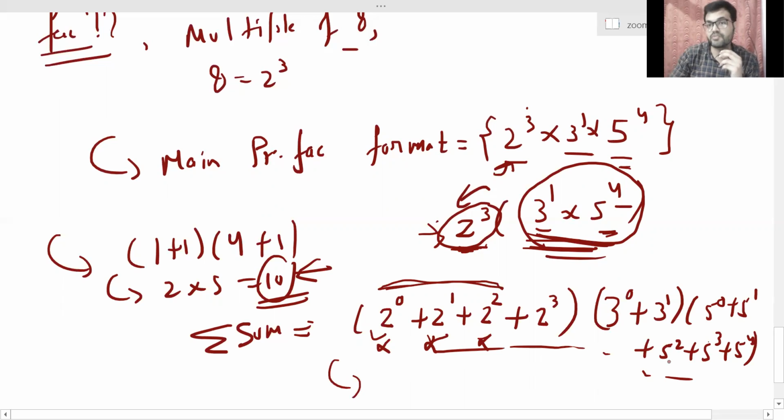So this is the basic approach, guys. This is the main step, that which things you have to skip. So please note down this point very carefully, which terms you have to ignore.